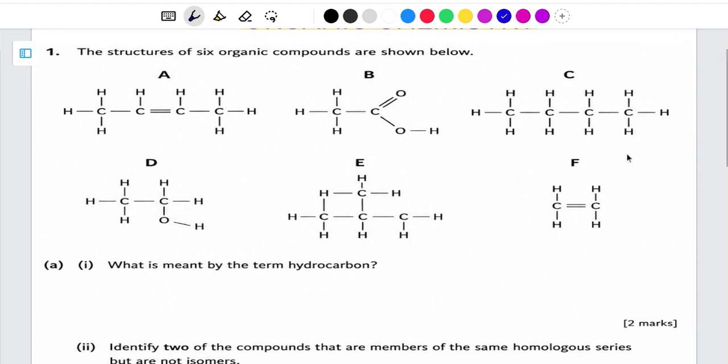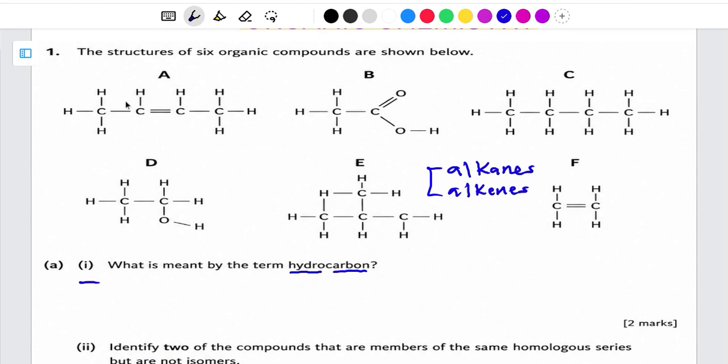So the first question is asking us to define what is meant by the term hydrocarbon. As you can see, this word contains 2 terms. We have hydro, which is coming from hydrogen, and carbon, which is coming from the carbon atom. When we talk of hydrocarbons, here we focus much on the alkanes as well as the alkenes, because these are the organic compounds that contain hydrogen and carbon only.